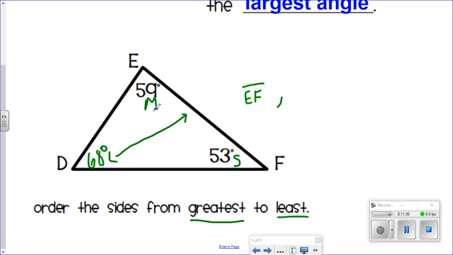Alright, so then across from the middle angle will be the middle side. And so go across from there, that's side DF, or segment DF. And then across from the smallest angle at 53 degrees, we go across, and that's segment DE, or side DE. Okay, so now we put the sides of this triangle in order from greatest to least. Now, I don't know the lengths of these sides. All I know is what order they'll go into. Alright, and that's it.